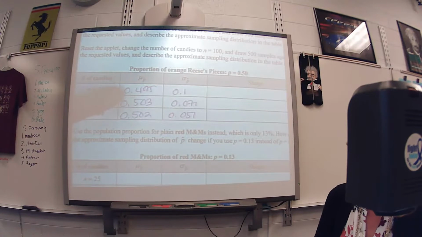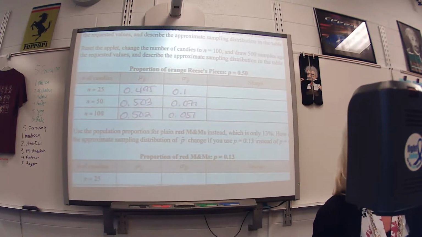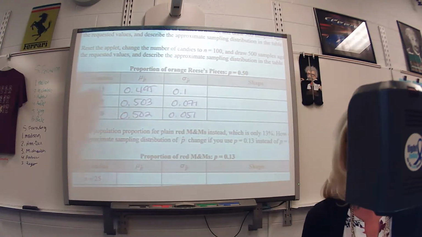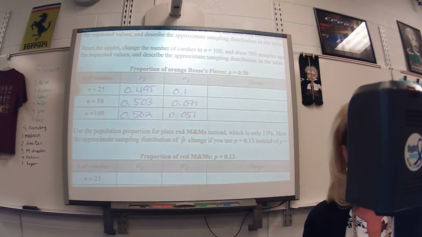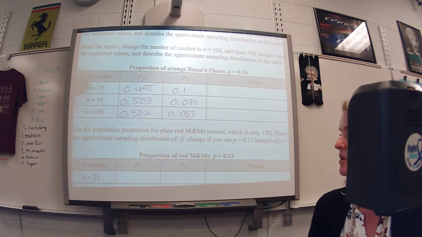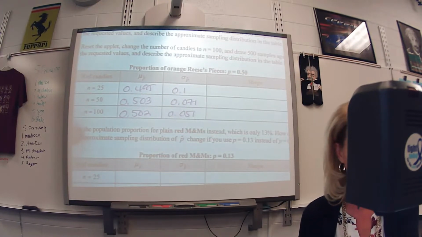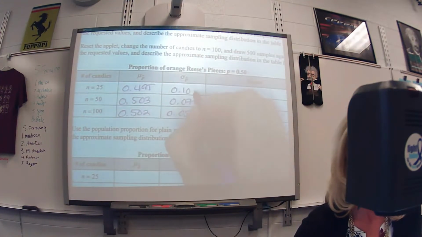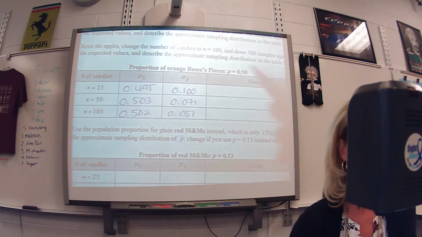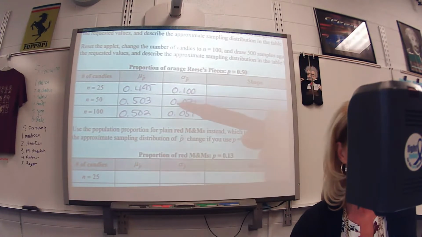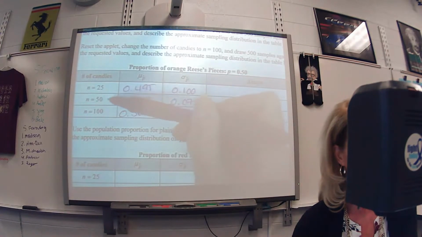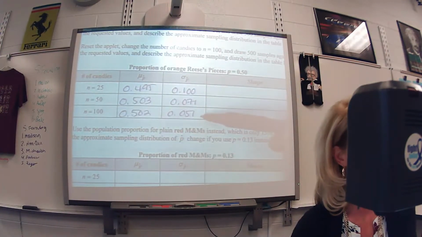What I want you to notice on these is, again, back to the very beginning, how good is p-hat at estimating? I think it's pretty good. They came in at about 50%, whether I only selected 25 candies at a time or took 100 candies at a time. But what I want you to look at is the standard deviation. I'm going to put a couple of decimals on here just to make it easier to compare. So we went from 0.100 to 0.71 to 0.51. Do you see that as your n size gets larger, your standard deviation is getting smaller? There's an inverse relationship there.